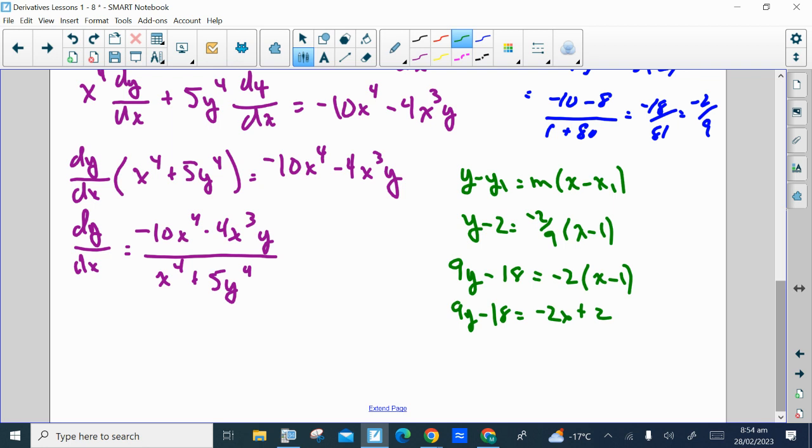And general form, the x term is normally positive, so we'll take everything from the right, move it to the left. Positive 2x, positive 9y. And when you subtract 2 from both sides, you'll get negative 20 on the left. So there's the equation in general or standard form.